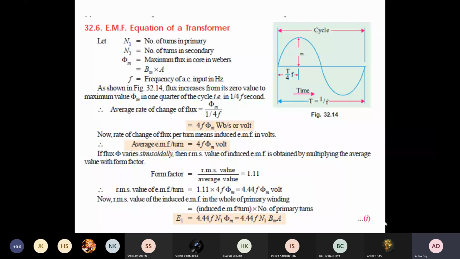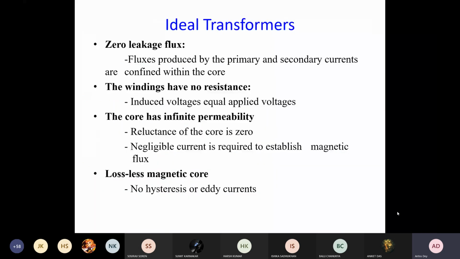Okay, so in case of an ideal transformer, what are the things which we assume? The hypothetical ideal situation where fluxes produced by the primary and the secondary currents are confined within the core. Practically this is not happening, whenever you have a core like this, as you have seen during magnetic circuit problems. We are using a winding like this.